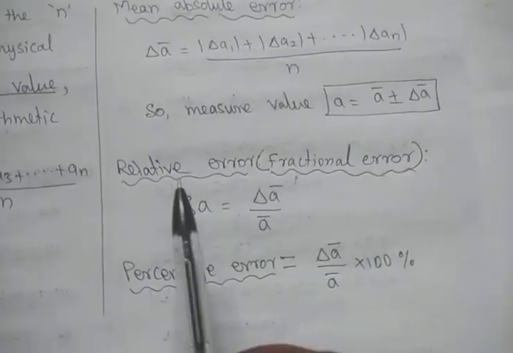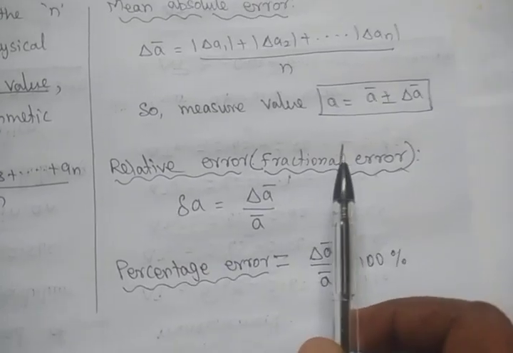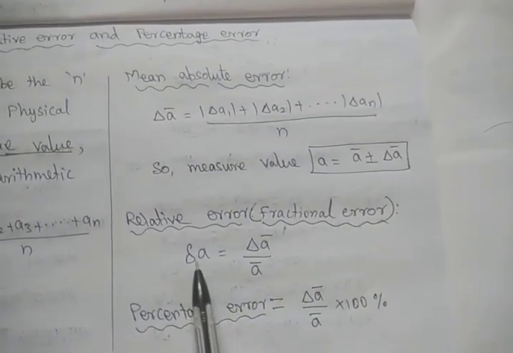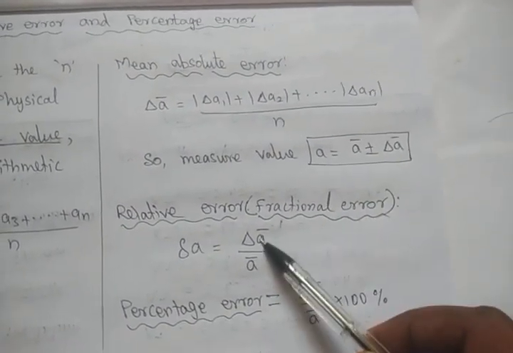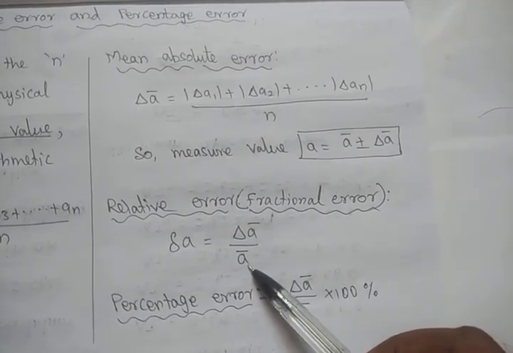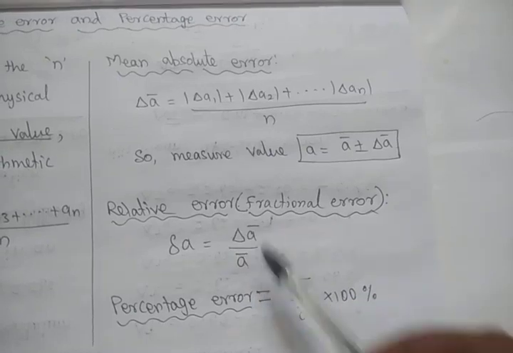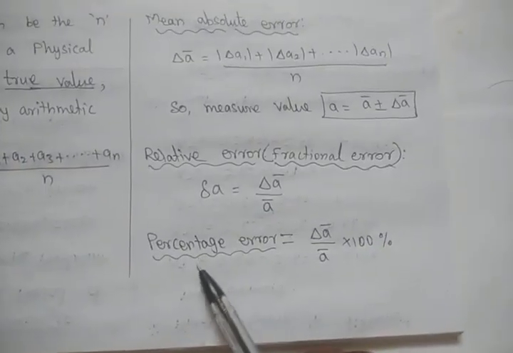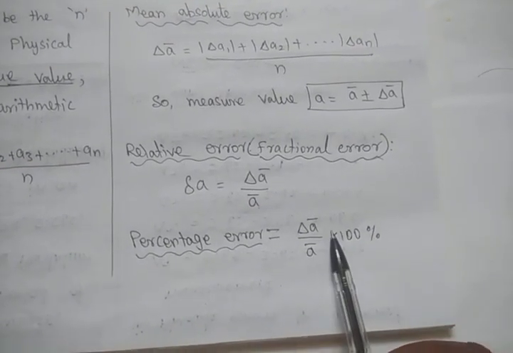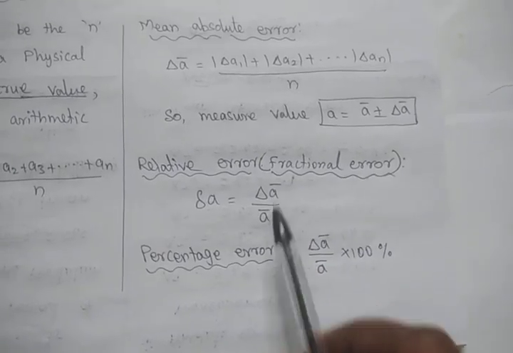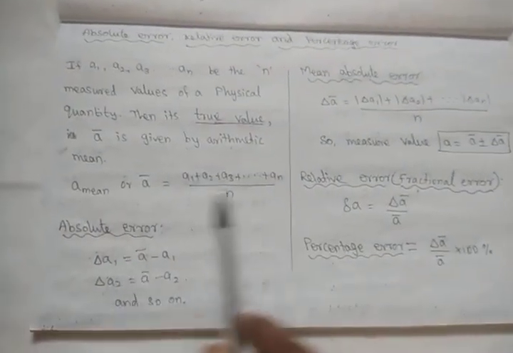Then the next one is the relative error. It is otherwise called the fractional error. It is delta A bar by A bar, where A bar is the mean value and delta A bar is the mean absolute error. Then finally, percentage error means we multiply the fractional error by 100, and that is called the percentage error.